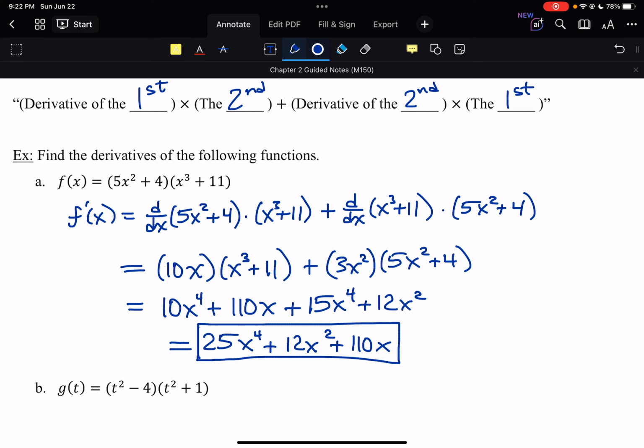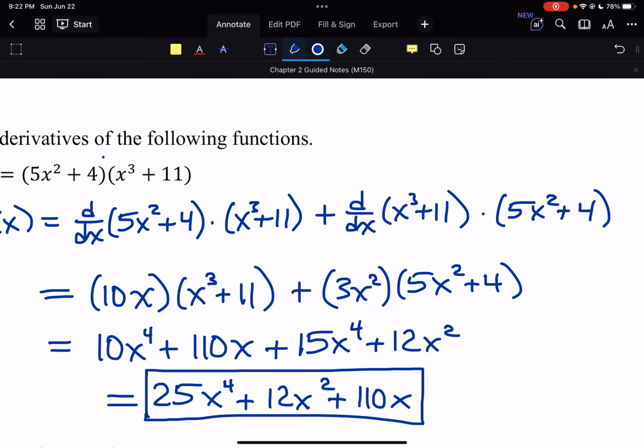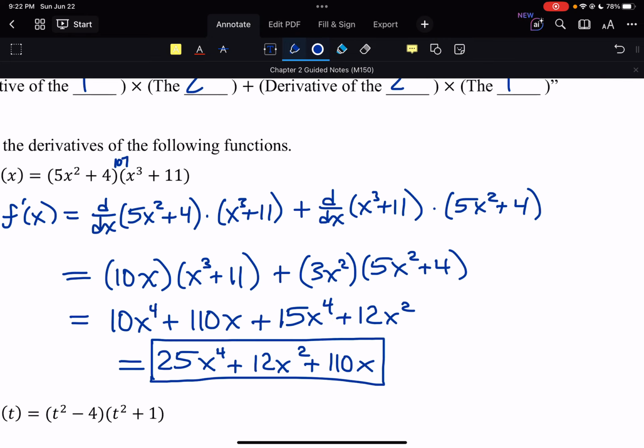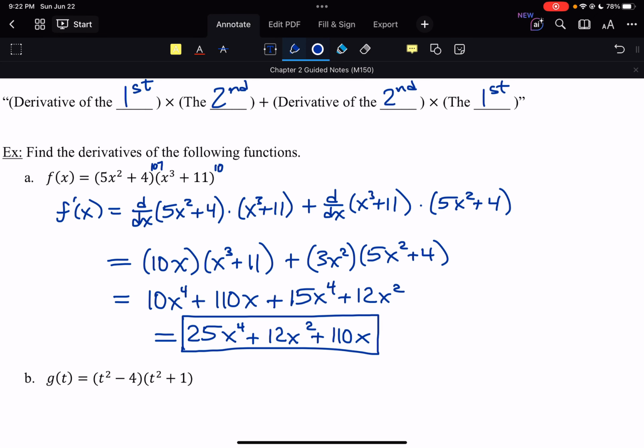Now, with ones like this, it's like, okay, well, couldn't we just FOIL these out and then just do it individually? Yeah, you could. But the point is that the more complicated these terms get, the more helpful this formula becomes. Because if this was 5x squared plus 4 to the 107th power times x cubed plus 11 to the 1000th power, there's no way we're going to multiply all of these out and try to do this one by one. We're just going to take it piece by piece and then handle it using something like the product rule.